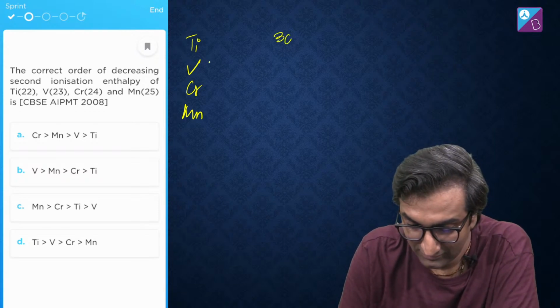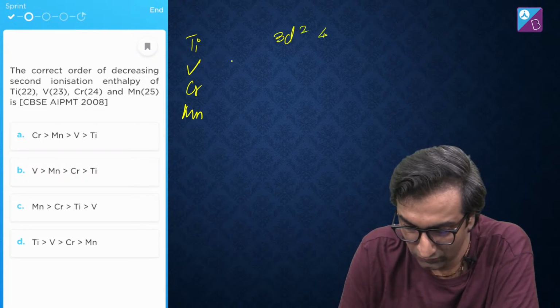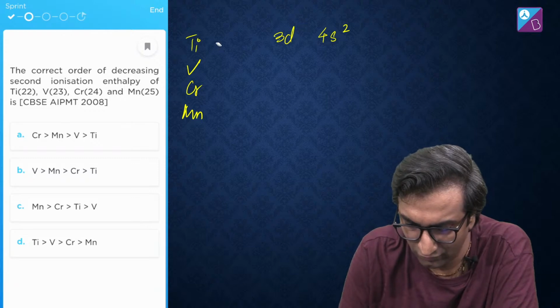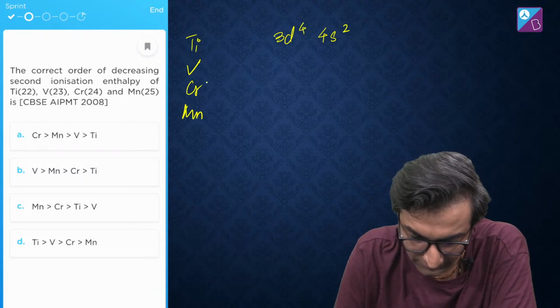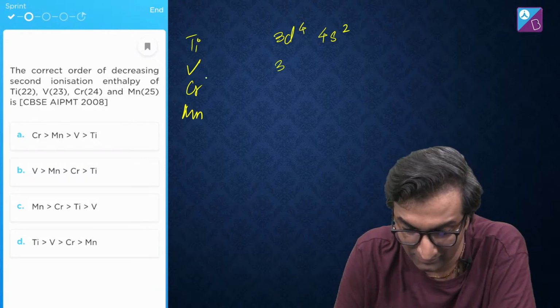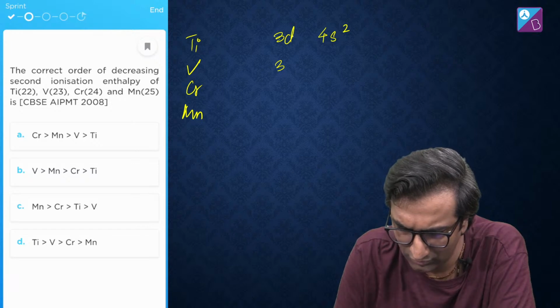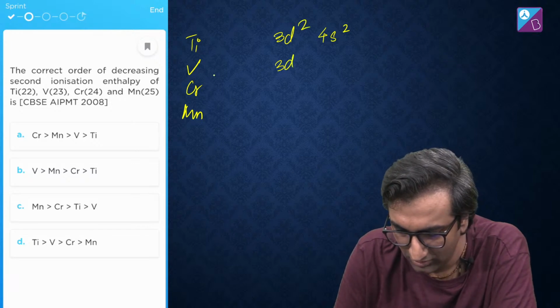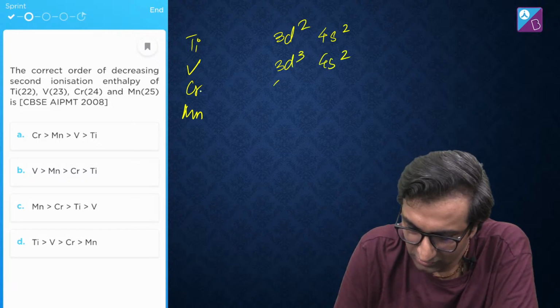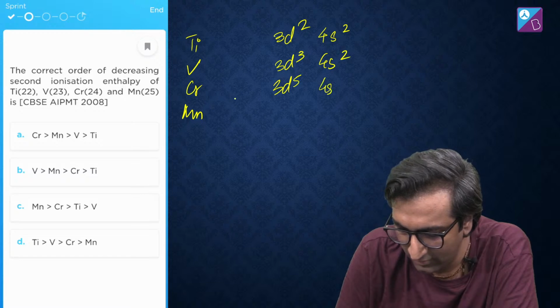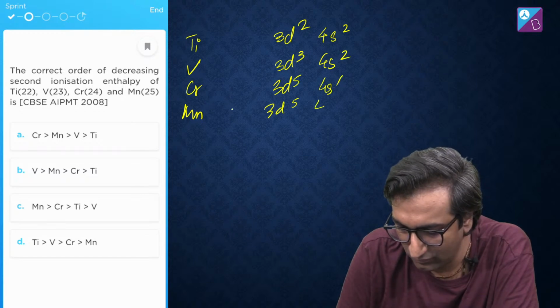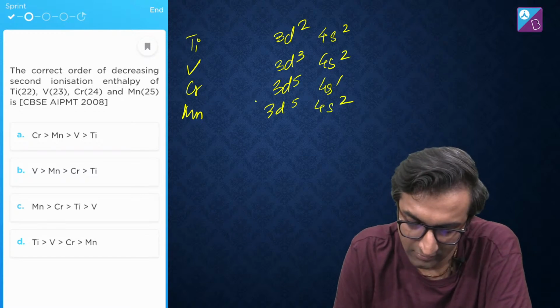So this is 3D2 4S2. No, 3D4 4S2, right? Vanadium is 3D. 22, 20 and 2. 3D2. 3D3 4S2. This is 3D5 4S1. This is 3D5 4S2. राइट ओके.